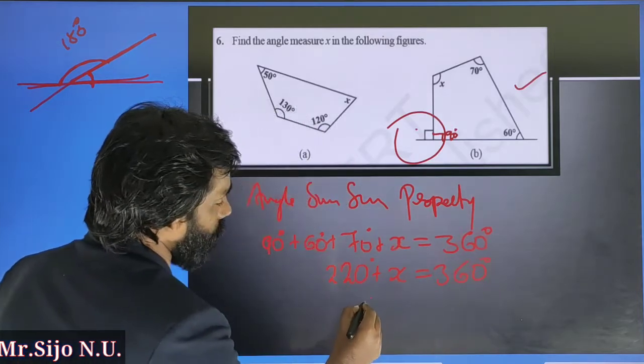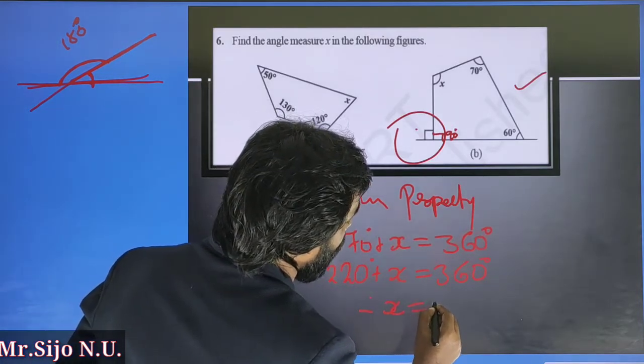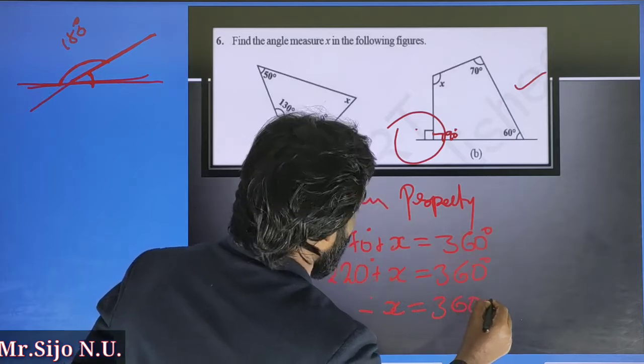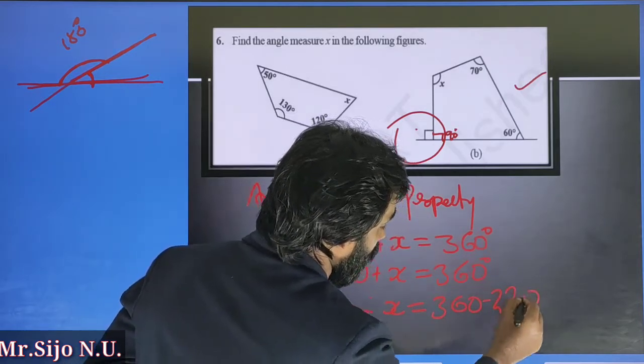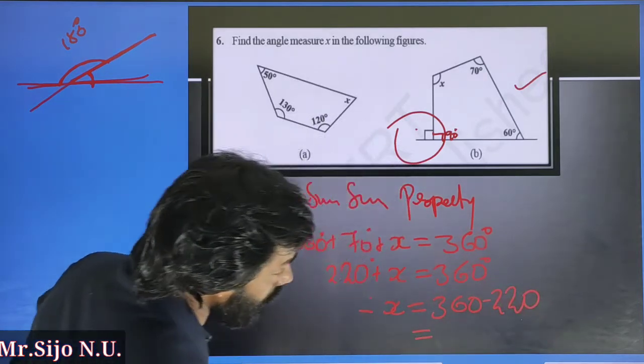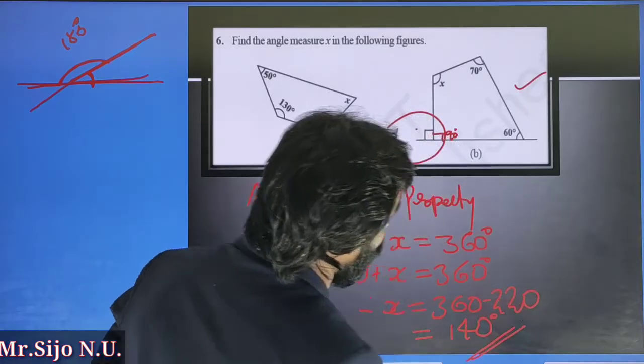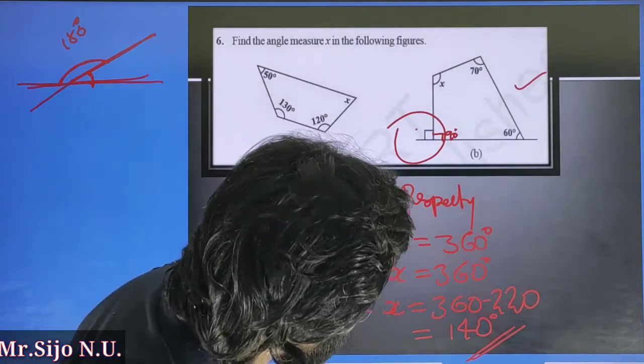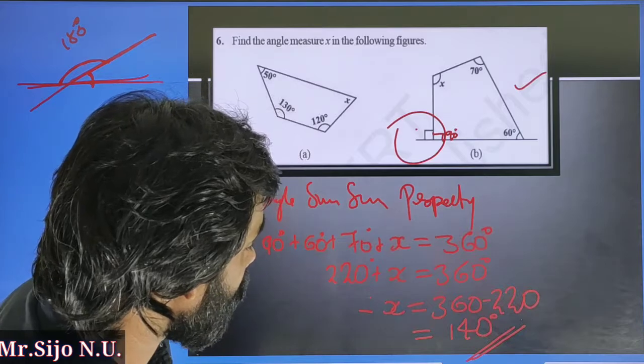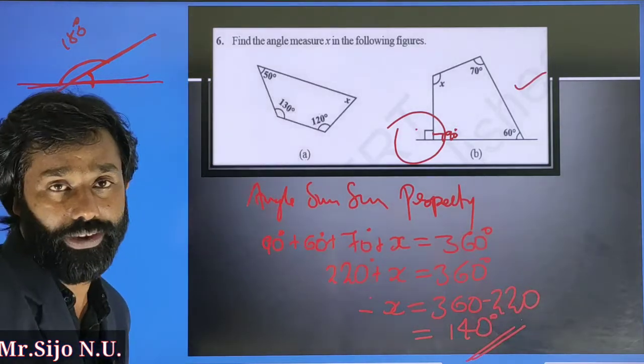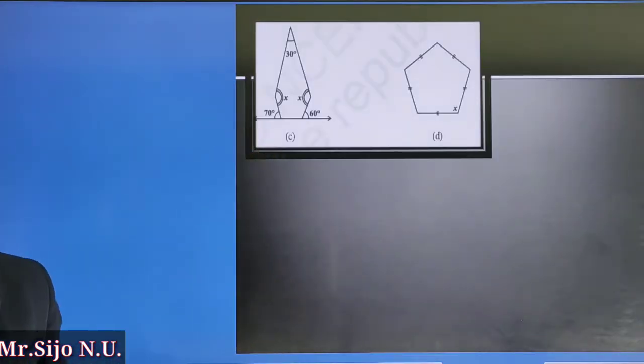So therefore x equal to 360 minus 220. What about 360 minus 220? Yes, that is 140. Right? So here is answer 140, right? Yes, here is the third question.